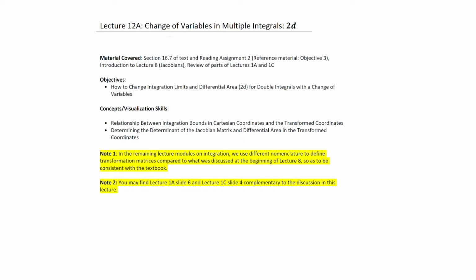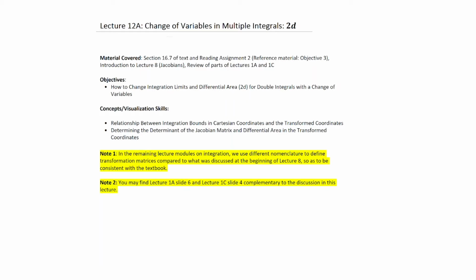Welcome to Lecture 12A, entitled Changes of Variables in Multiple Integrals. And this is for 2D systems, in other words, things that appear in a plane. So this is actually new material now, and this material can be found in section 16.7 of the text, and reading assignment 2, reference material meaning from objective 3.